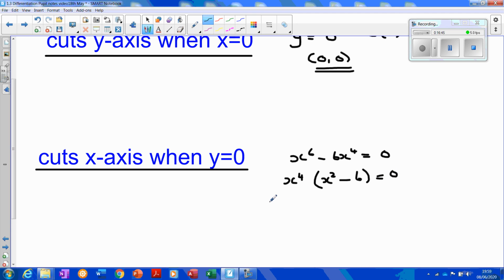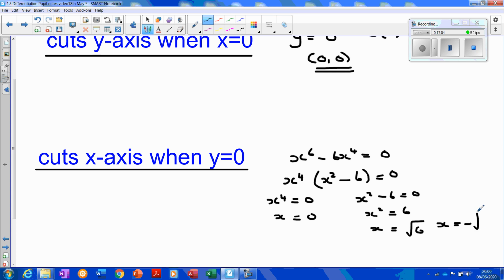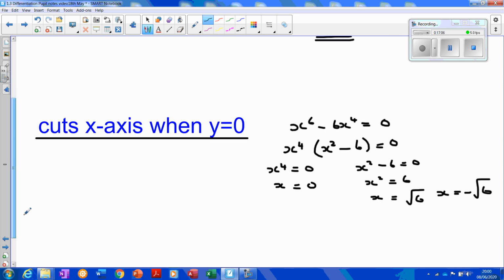Right, so either x to the power of 4 equals 0, so the fourth root of 0 is still 0, so x equals 0, or x squared minus 6 equals 0, and that gives us x squared equal to 6, so x is equal to square root of 6, but don't forget x is also equal to minus the square root of 6. So the points where it cuts the x-axis are (0, 0), (minus root 6, 0), and (root 6, 0).